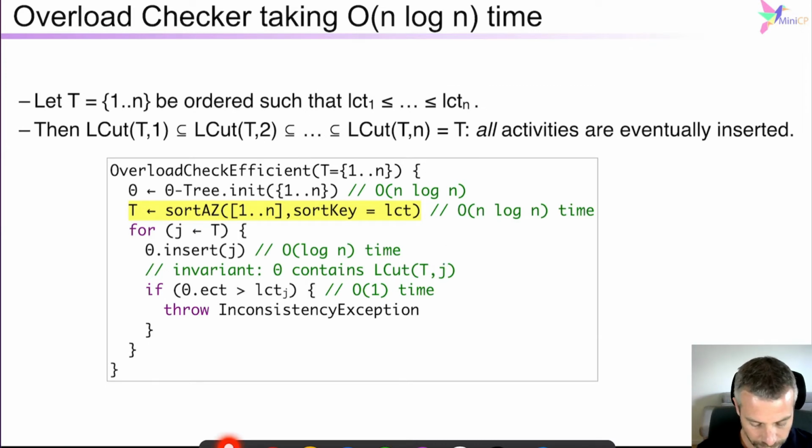And so you just have to verify that the earliest completion time of the theta tree, if it is larger than the latest completion time of the activity J, you throw the inconsistency exception. So let's wrap up the time complexity.